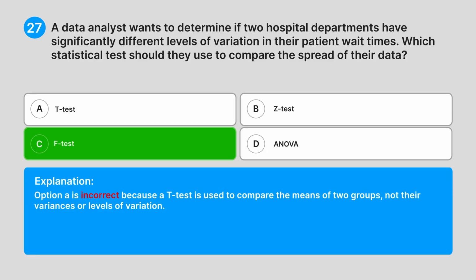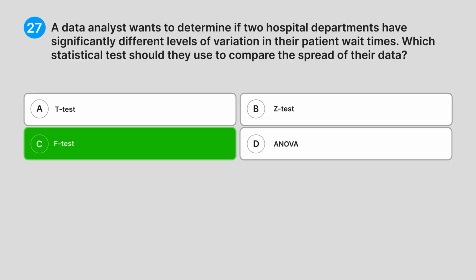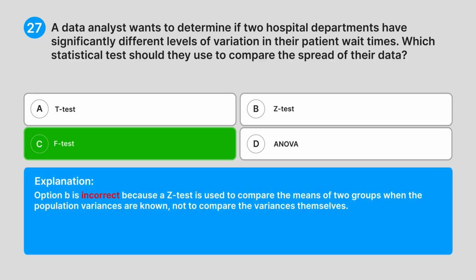Option A is incorrect because a t-test is used to compare the means of two groups, not their variances or levels of variation. Option B is incorrect because a z-test is used to compare the means of two groups when the population variances are known, not to compare the variances themselves.